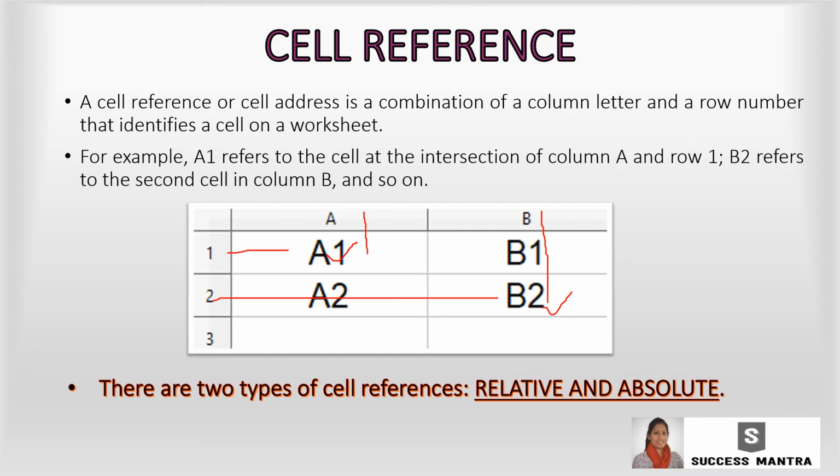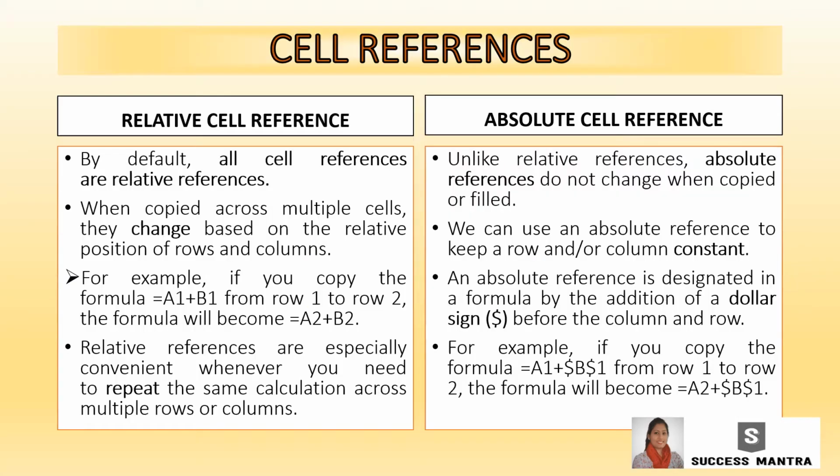We have two types of cell references, relative and absolute cell references. Let's see what's the difference between these two. Naturally, all cell references are relative cell references. When replicated or copied over various cells, relative cell references change depending on the relative position of rows and columns.